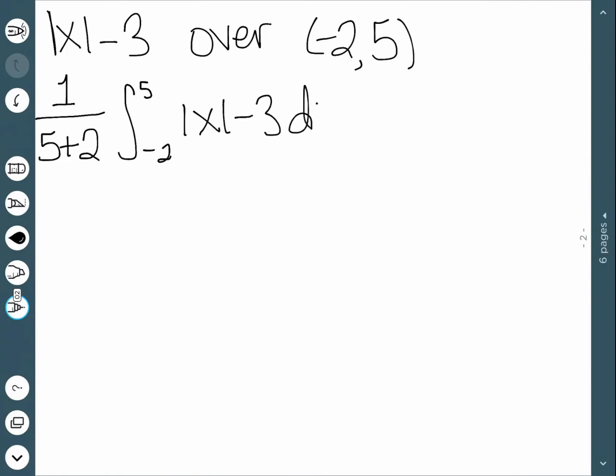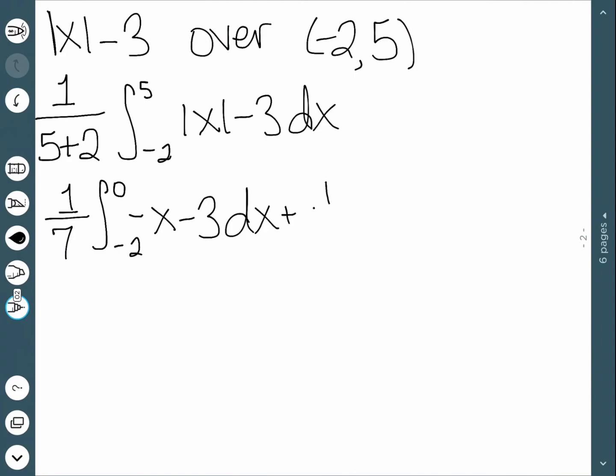Well, in order to actually take the integral of an absolute value, we kind of have to think about what's going on. We know that from negative 2 to 0, the absolute value of x, well, we need to change the sign because we'll be inputting a negative number. So negative x minus 3 dx. Between 0 and 5, the absolute value of a positive number is just itself, so now we have just x minus 3.